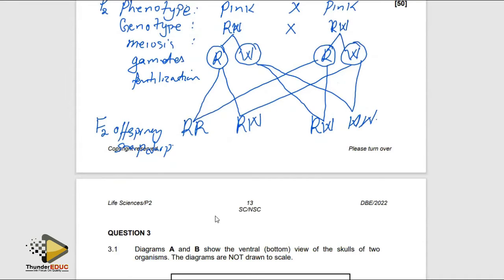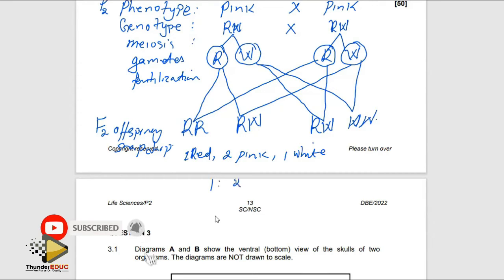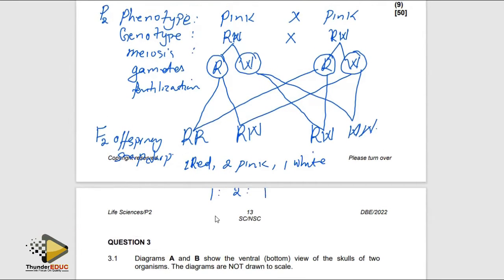Now, capital R, it is red. So I have red. How many are they? It's 1. I have capital R, capital W. It is pink. Capital R, capital W is pink. So I have 2 pink. And then now I have capital W, it's white. I have 1 white. So basically I have 1, 2, 1.